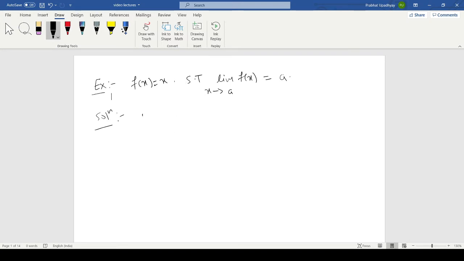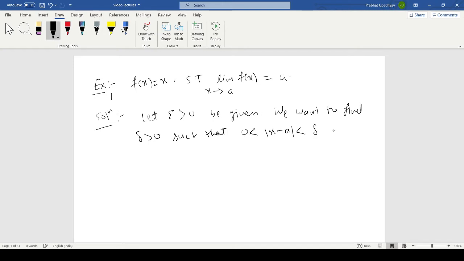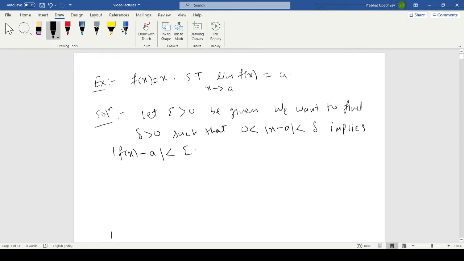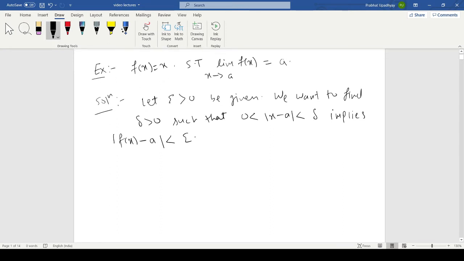So again, let epsilon greater than 0 be given, and we want to find delta greater than 0 such that 0 less than mod x minus a less than delta should imply mod of f(x) minus a less than epsilon, because here x tends to a as well as your limit of f(x) is also a.